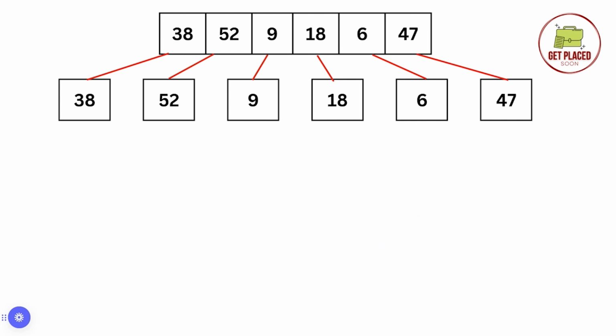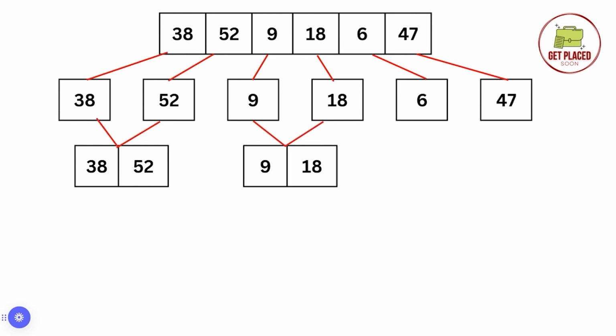Here we have the divided elements. To start with conquering, let's use the initial pair of elements, 38 and 52. 38 is less than 52, right? So 38 comes first, then 52. So we sorted and merged this subarray. Again, the next pair of elements, 9 and 18. 9 is less, so 9 comes first, then 18. Again we sorted and merged. Next, 6 and 47. 6 is less than 47, so 6 is followed by 47.